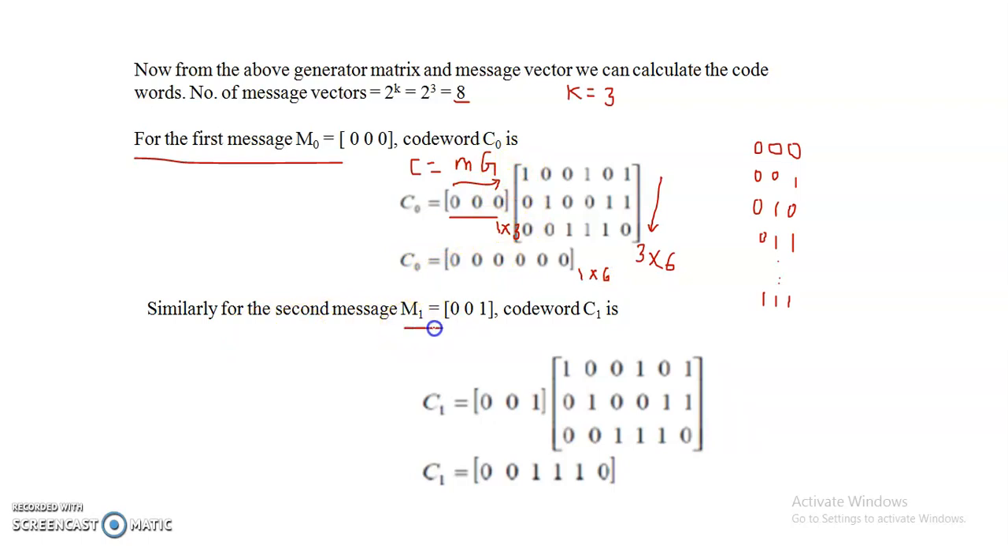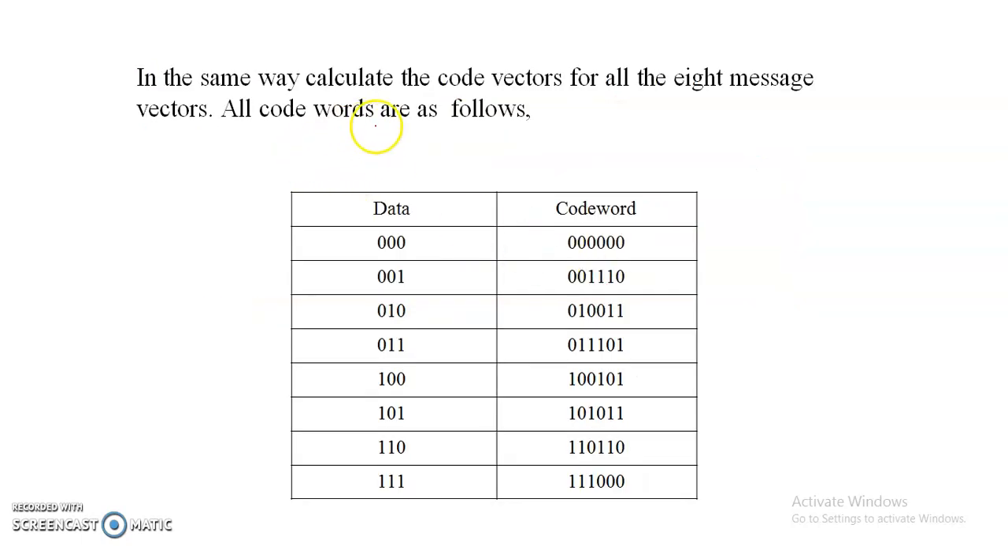Similarly, you can calculate for 001 also. Here that is calculated, this is the code word. Like this, we can find out the code word for all the message vectors. Here it is written for 000 what the code word is, and till 111 the code words are calculated. Now let us write the MATLAB code for this particular example.